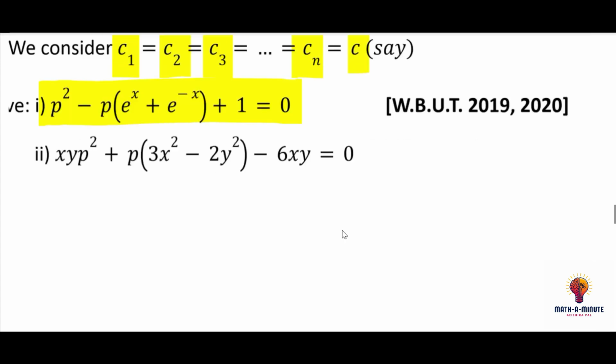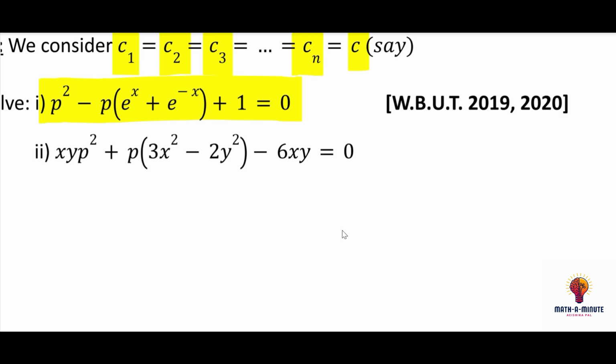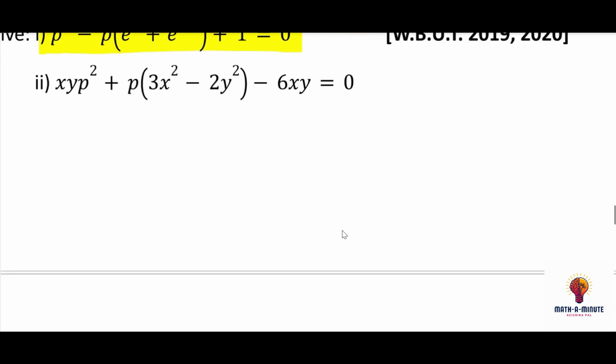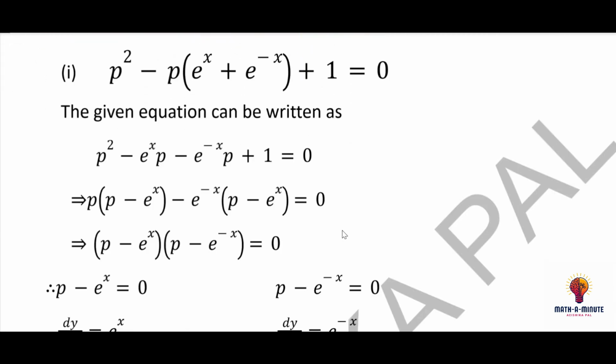Here the differential equation given is p squared minus p times (e to the power x plus e to the power minus x) plus 1 equals 0. Let me explain how to solve this differential equation. The given differential equation is p squared minus p of e to the power x plus e to the power minus x, plus 1 equals 0.